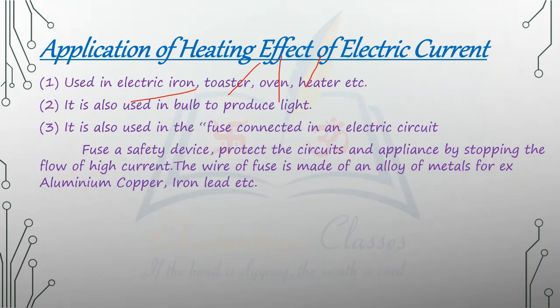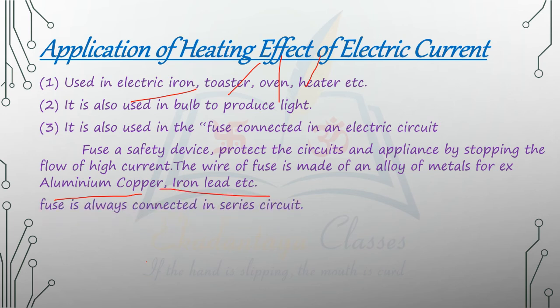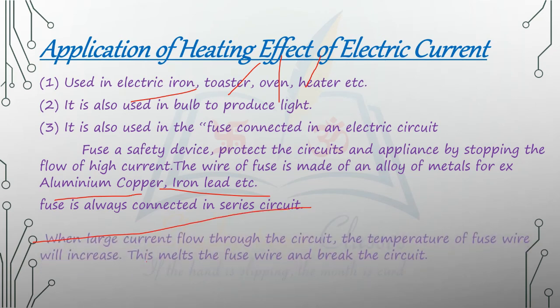Fuse. What is a fuse? Fuse is a safety device. It protects the circuits and appliances by stopping the flow of high current. The wire of a fuse is made of an alloy of aluminium, copper, lead, or iron. Fuse is always connected in series.